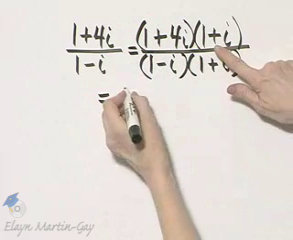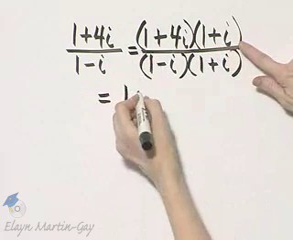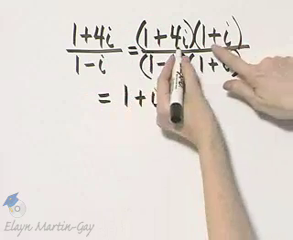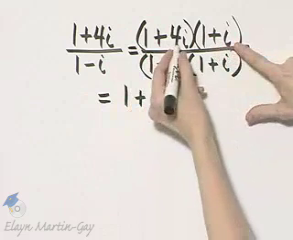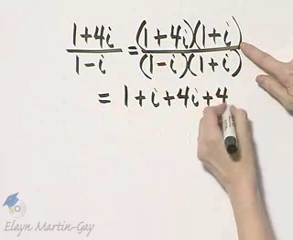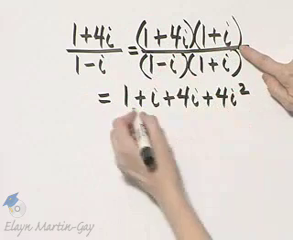So first times first is 1. Outer product, that's plus i, or 1i. Inner product, that's plus 4i. And last times last, that's plus 4i squared.